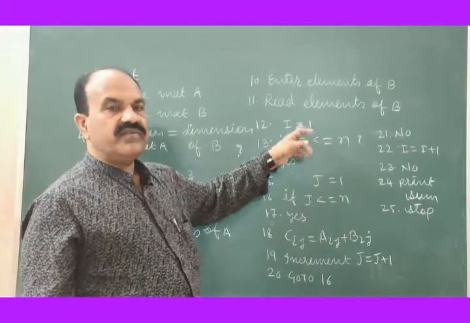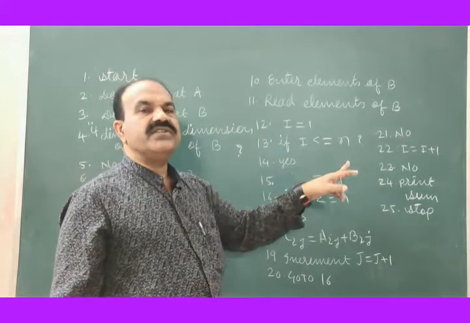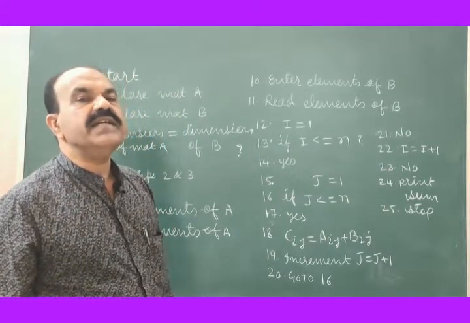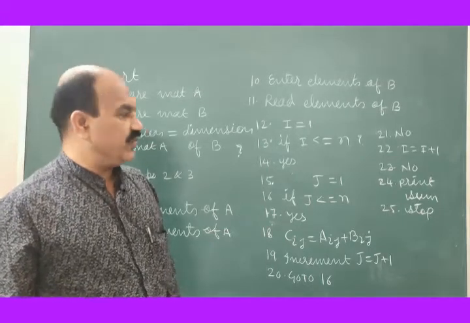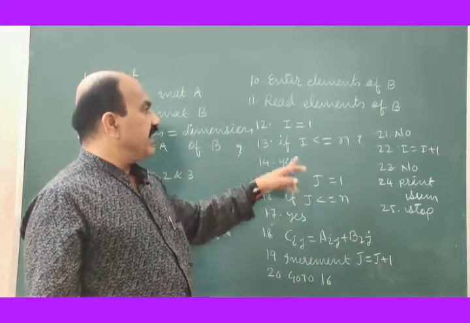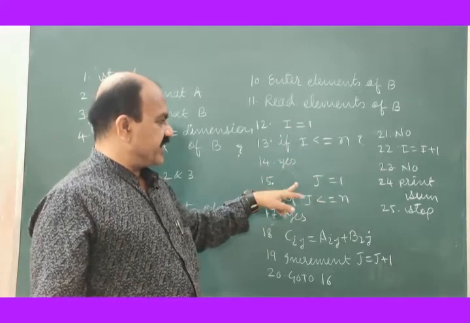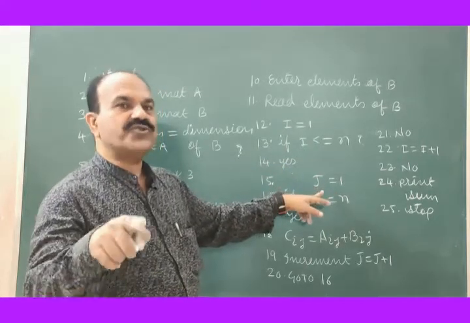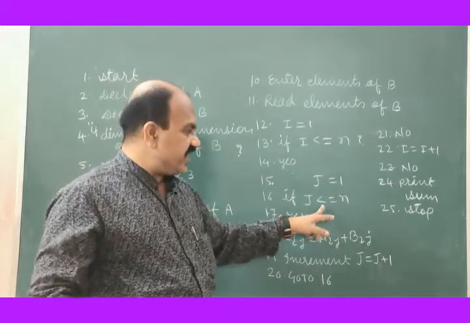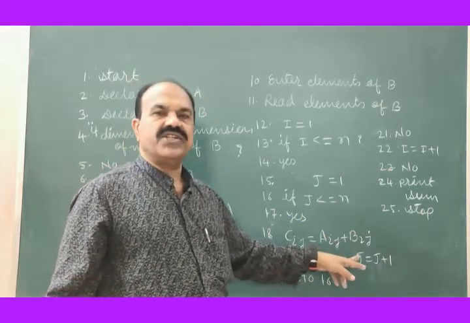I is selected one, first row is selected. It is compared with the value of n. What is this n? It gives the dimensions for the row. Here it gives the dimensions for the column. If this value of I is smaller than n, it's okay. Yes. Take j is equal to 1, first row. Okay. Compare this. Whether this j is less than or equal to n. If it is true, yes, do the addition.